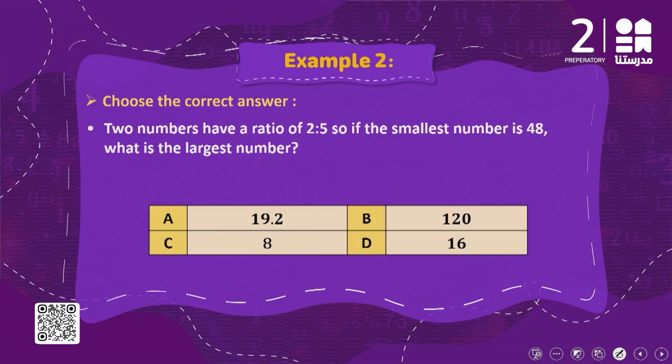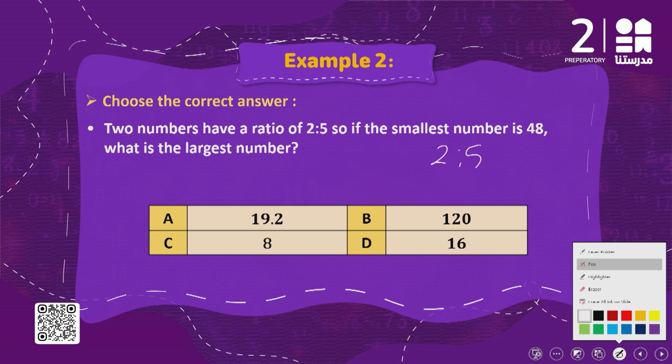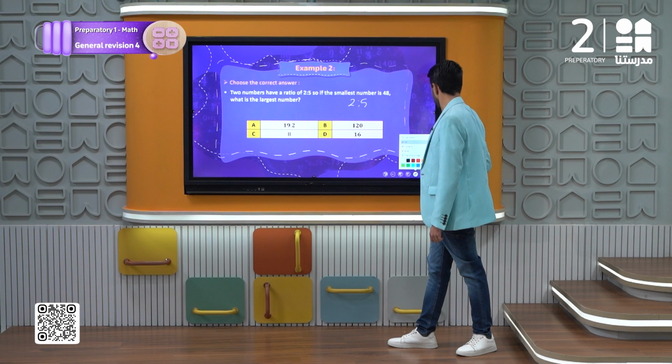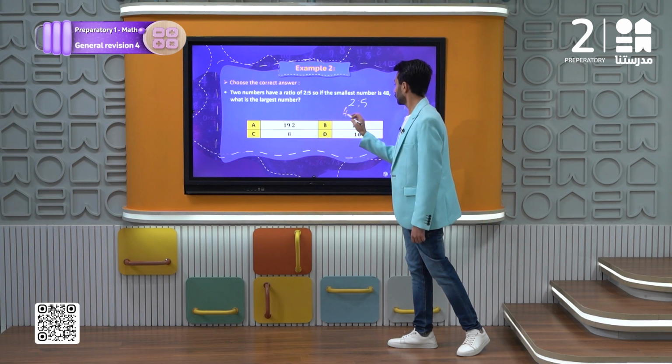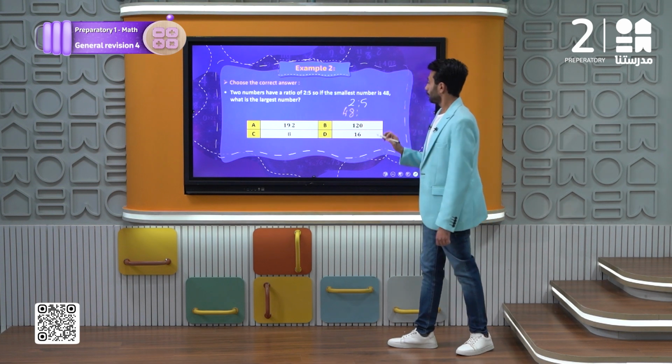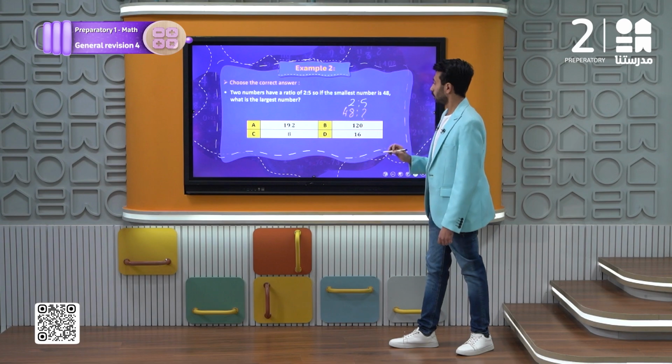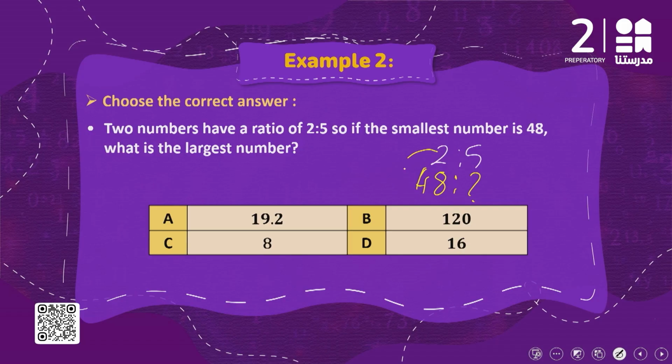Two numbers have a ratio of 2 to 5. So if the smallest number is 48, what is the largest? We have 2 and 5. The smallest is 48, so you have to write 48 here, and then you have to find this unknown. 2 to be 48, you multiply by 24, multiply 5 by 24 to be 120 for sure. This is the largest number.